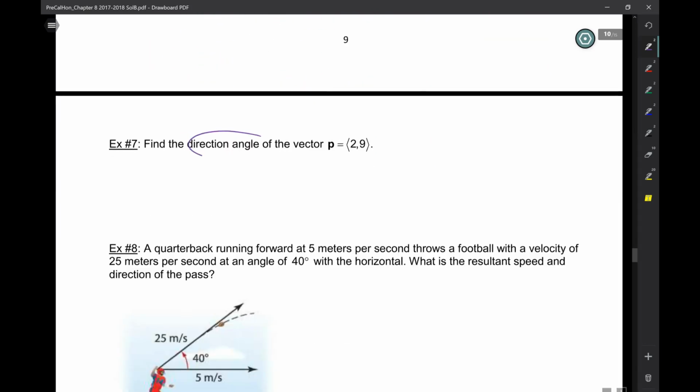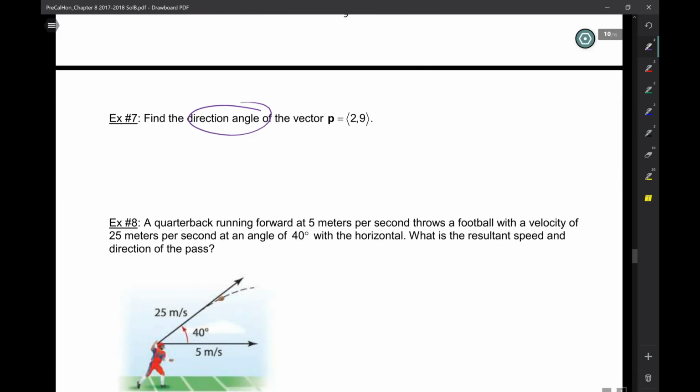So let's find the direction angle of vector P. So vector P is 2 comma 9, right? So let's just draw that. I'm going to go up by 2's here: 2, 4, 6, 8, 10. So 9 is over there, and then 1 and 2. So that's P, right?